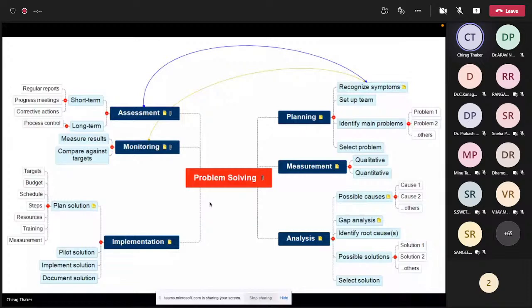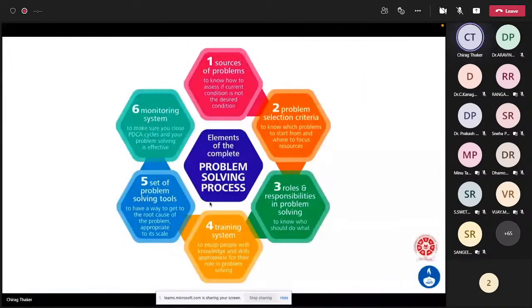When you are doing the analysis part of problem solving, analysis has five major sub domains: possible causes, gap analysis, identify root cause or causes, possible solutions and select the solutions. And when you are doing the measurement part, there is qualitative measurement and quantitative measurement. So this is the problem solving process: source of problems, selection criteria, roles and responsibilities, training systems, a set of problem solving tools and monitoring system.